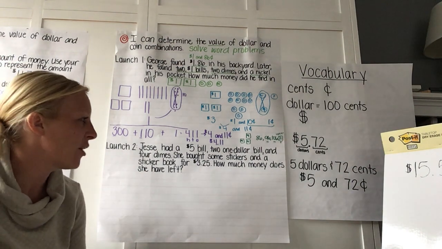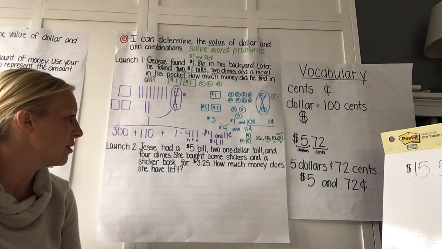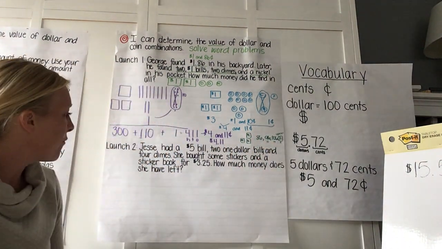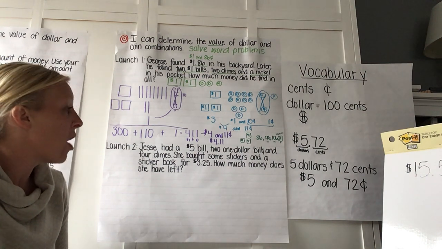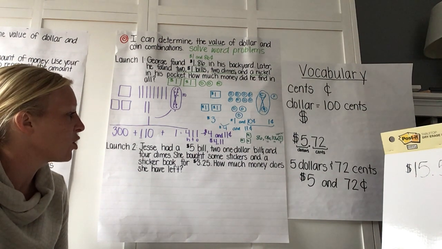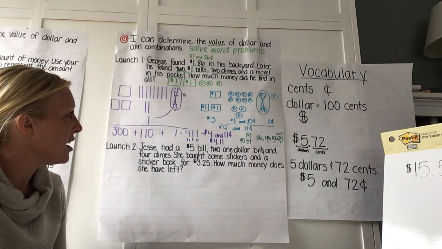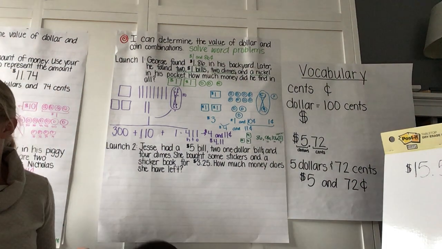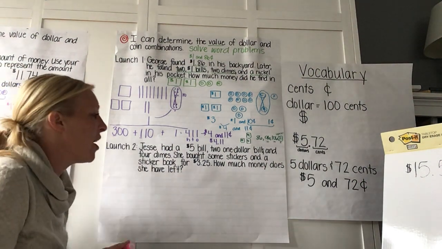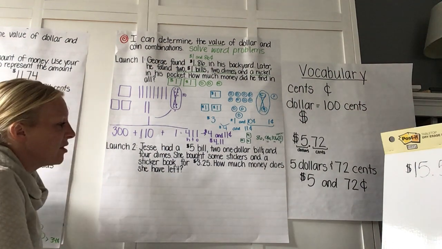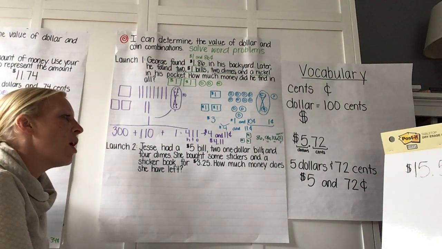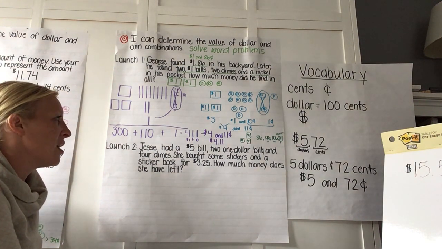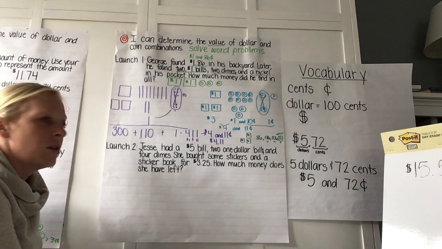Jesse had a $5 bill, two $1 bills, should have an S at the end of that, right? Oh, it's plural, because there's more than one, and 4 dimes. She bought some stickers and a sticker book for $3.25. How much money does she have left? Well, let's take a look at that again. Jessie had a $5 bill, two $1 bills, and 4 dimes. She bought some stickers and a sticker book for $3.25. How much money does she have left? What do we know?